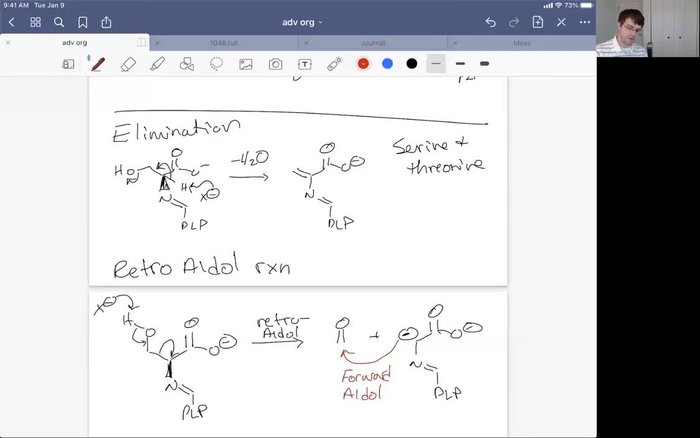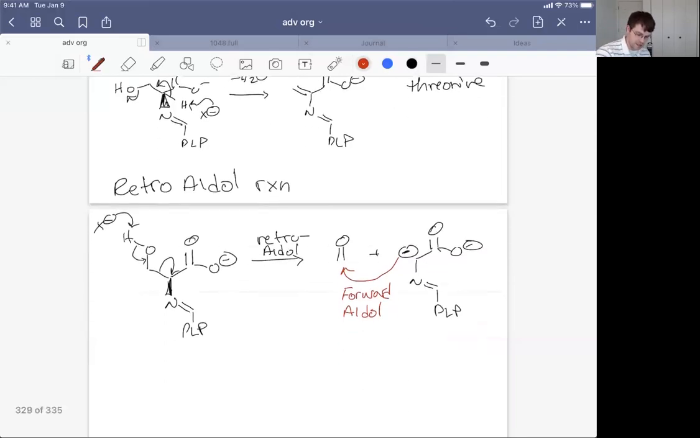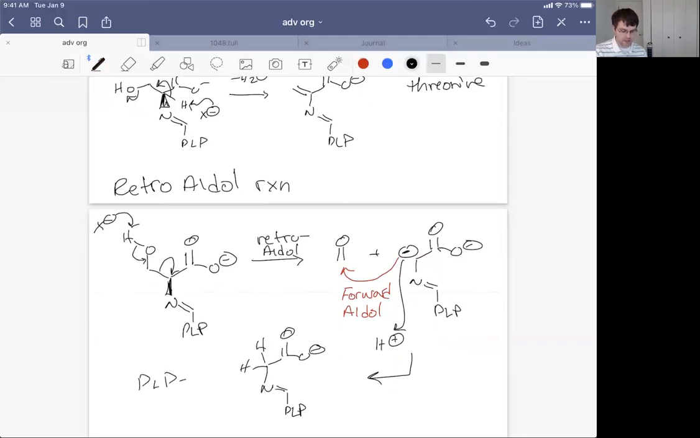Okay, so we can form a stabilized intermediate. Instead of going back to the aldol reaction, which isn't productive, we could just go to H plus here, and we get to a PLP glycine adduct. That is at the alpha position of our PLP adduct. We have 2 hydrogens. That looks like PLP glycine.